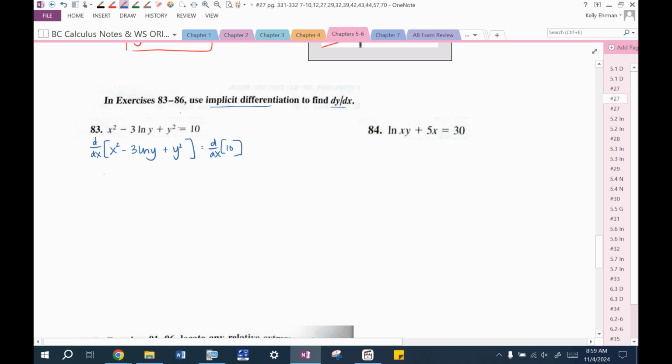So the derivative of x squared is just 2x. The derivative of minus 3 ln y is minus 3 over y. And then the chain rule piece is dy/dx. Because you're saying, okay, take the derivative of y. Well, it's with respect to x, so I just write dy/dx. Derivative of y squared is 2y, chain rule, dy/dx. The derivative of 10 is 0. Factor out a dy/dx on this side. That leaves you with negative 3 over y plus 2y. Let's subtract 2x to the other side. And then we can divide.